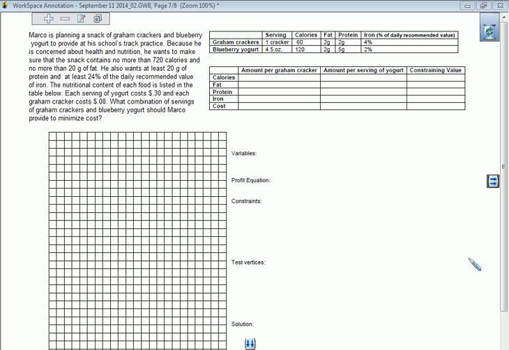Okay, so instead of giving us the information in paragraph form, they've given us most of our numbers like we would see if we looked at the nutritional label. So they have it in a nice table form. We have graham crackers and blueberries, the servings, the calories, the fat, the protein, the iron. Let's see if you can fill in that chart without me helping. Identify your variables and fill in the chart.